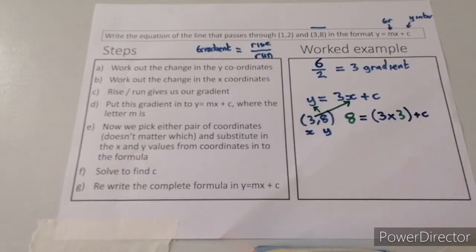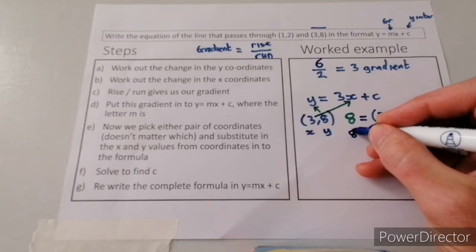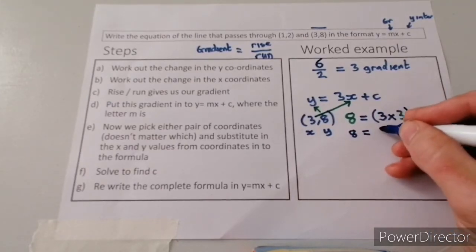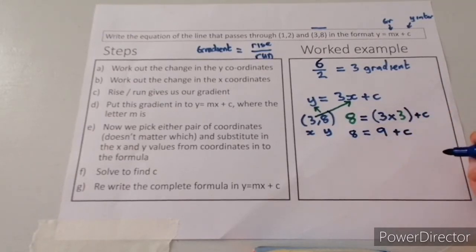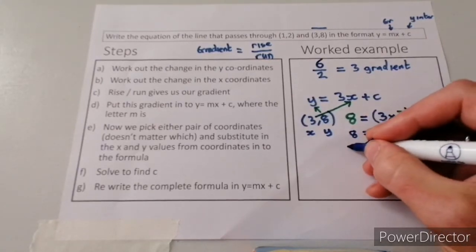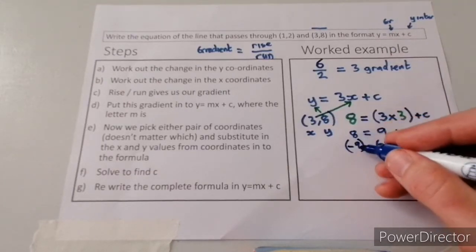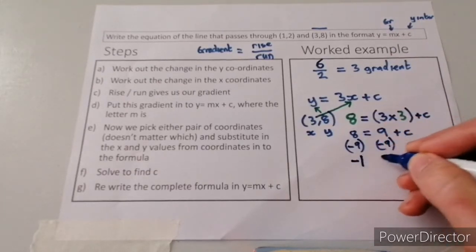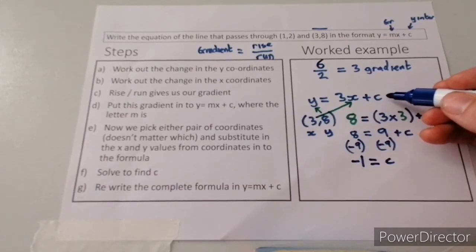Okay, let's try and solve this out for c. So to solve for c, we're just going to try and get c on its own. So let's rewrite this out again. We know that 8 equals, and 3 times 3 is 9, plus c. How do I get c on its own? I'm going to subtract 9 from this side. I'm going to subtract 9 from this side. So now 8 subtract 9 is -1, equals 9 subtract 9 is nothing, equals c. So we now know that this c figure up here is -1.